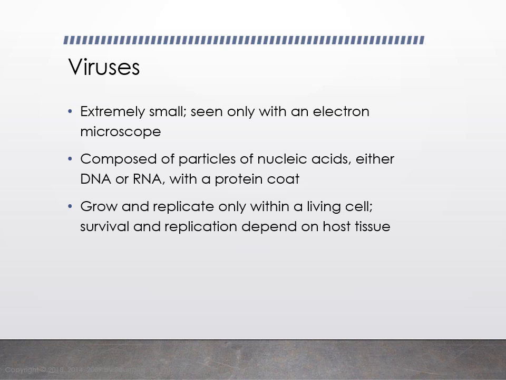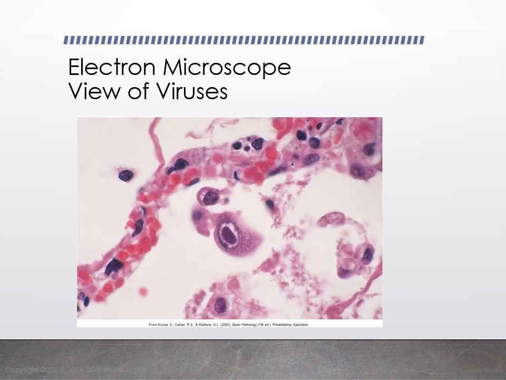They're composed of particles of nucleic acids, either DNA or RNA, with a protein coat. So that protein coat can dry and protect a virus for years, even decades. They grow and replicate only with a living cell. Like I said, they require a host. Survival and replication depend on that host that they're living off of. Here's the electron microscope. This is the view of the virus.